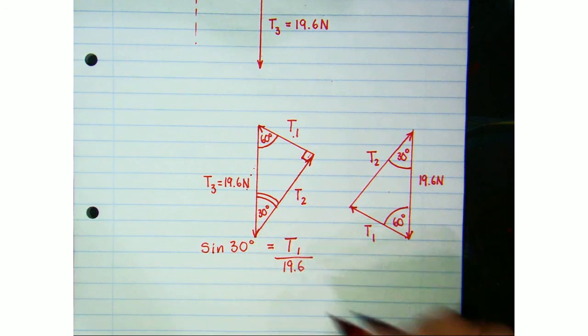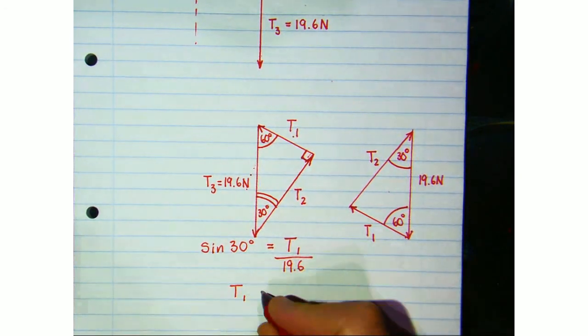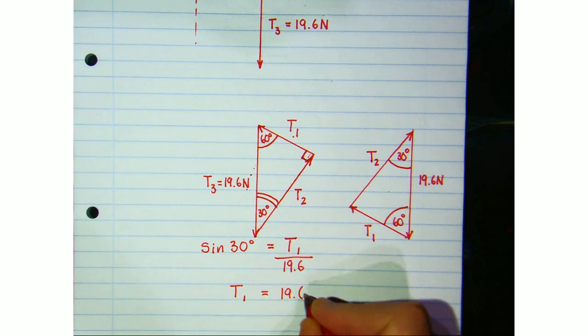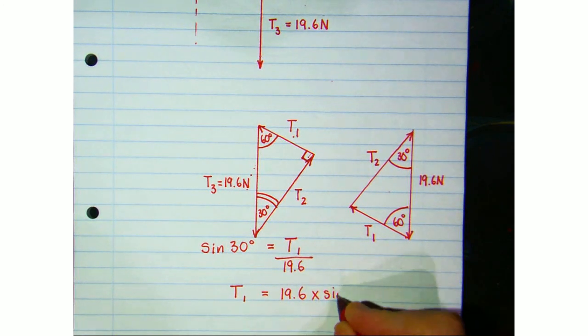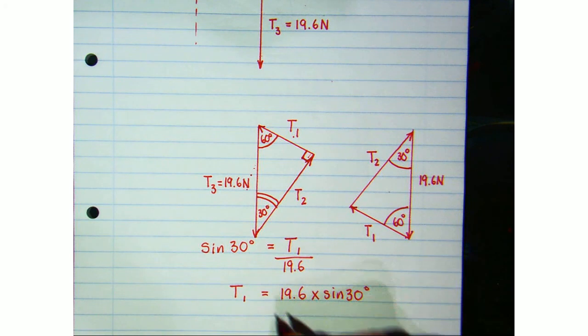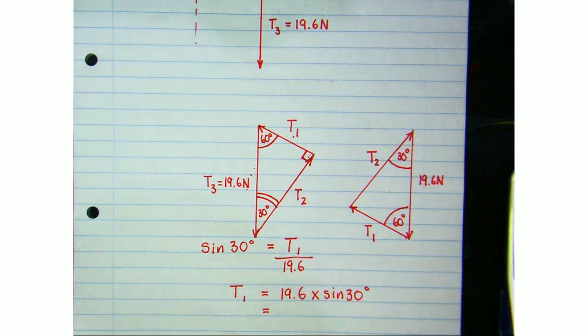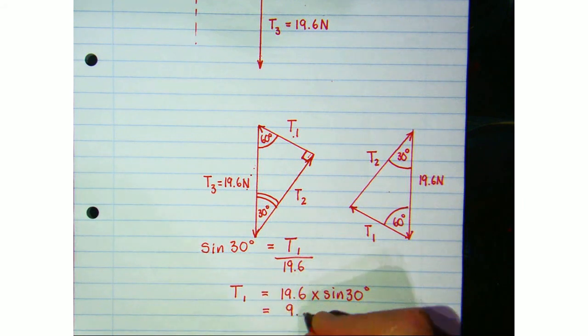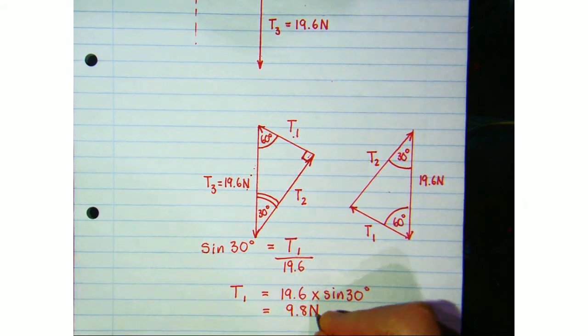And then we can get T1. And if we put that into our calculator, 19.6 times sine of 30, that gives us an answer of 9.8 newtons. So we found T1.